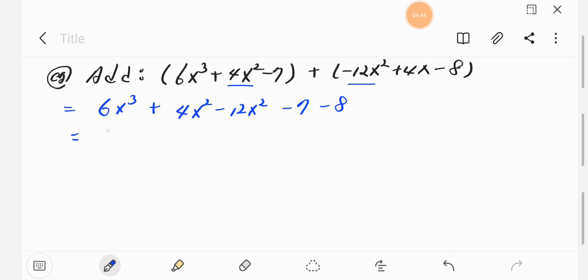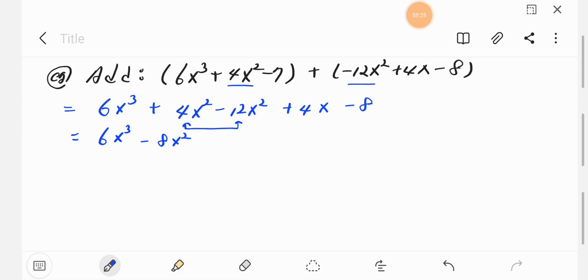Okay, then just add the like terms. So this is 6x cubed, and combine these two, then minus 8x squared, and these are the constants, so there will be minus 15. Did we miss anything? We forgot writing this 4x. Let me erase this part. So we need to write 4x plus 4x. And then finally, this is minus 8.